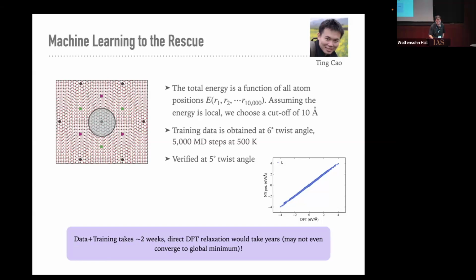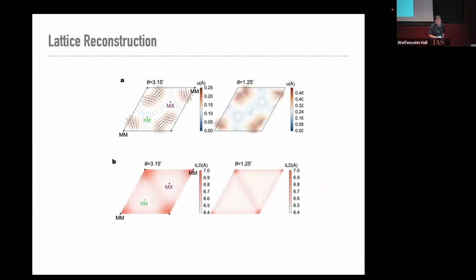All right, so enough about that. Now let's actually look at the result. You can see this is the lattice reconstruction obtained from the neural net calculations. This is at a 3.15 degree, the larger twist angle. This is the in-plane relaxation pattern. This is out-of-plane. And this one is done at a 1.25 degree.